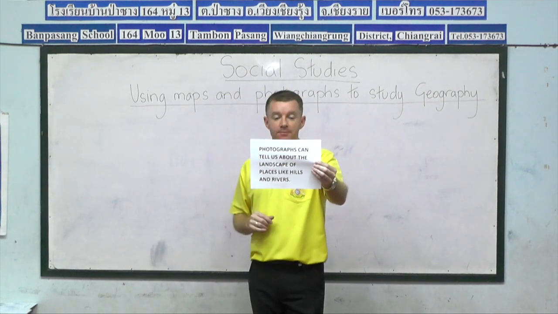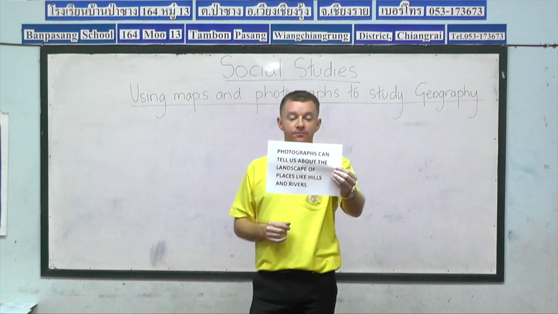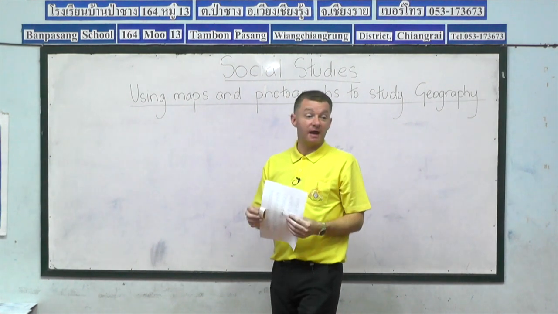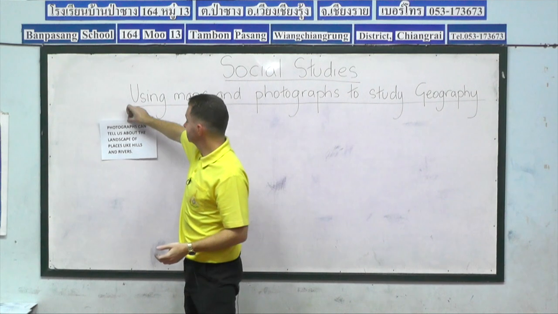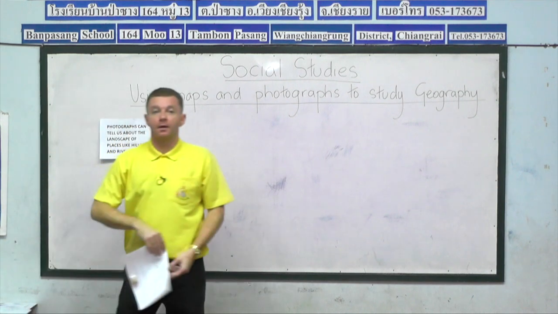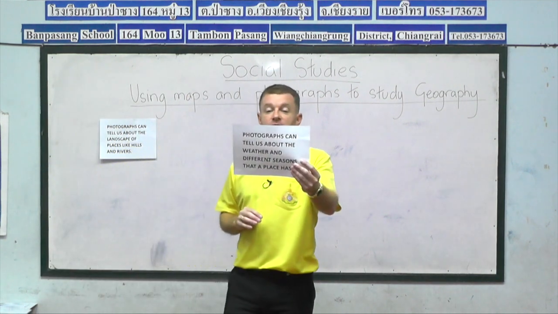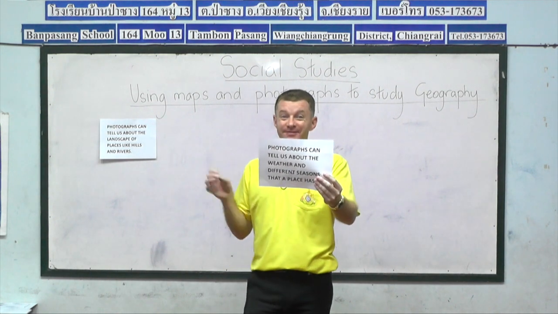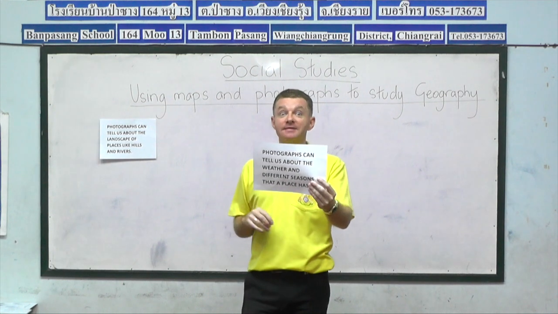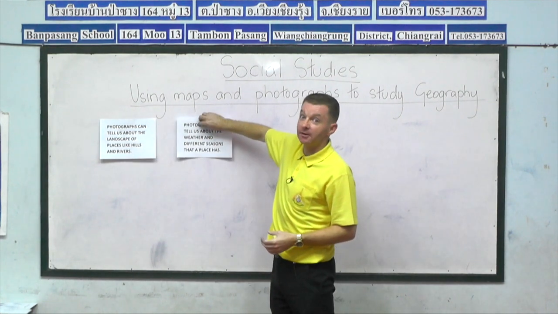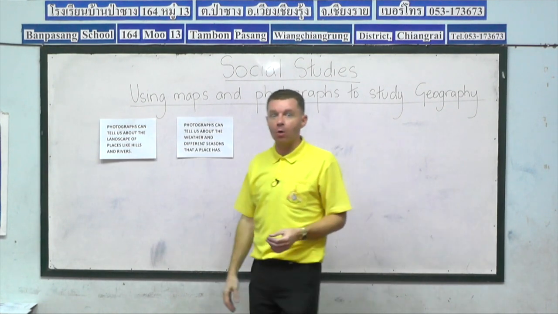Photographs can tell us about the landscape of places like hills and rivers. Yes, by looking at a photograph, we know what type of things a place has. And that's called the landscape. The next one, photographs can tell us about the weather and different seasons that a place has. Remember the picture or the photograph in the PowerPoint of the ice and the snow. We know that that place is very cold.